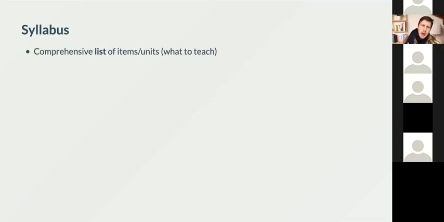And why is it done? What do you think is the reason for it to create a syllabus? There are multiple reasons. So what are the reasons to create a syllabus and to share it with the students?